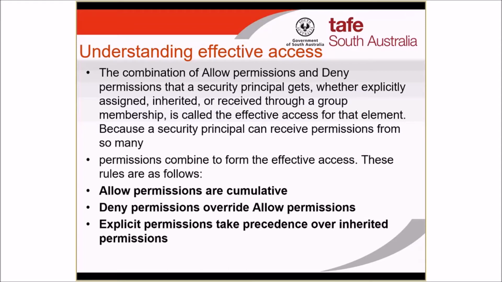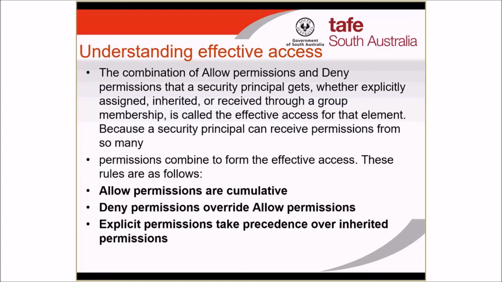It means that when my friend here is a student, he gets read permissions to the L drive. He's a tutor, he gets write permissions to the L drive. What does he get? They just combine and give him read and write. So he gets both read and write. But when you combine deny permissions and allow permissions, the deny permission overrides any allow permissions. And also, explicit permissions take precedence over inherited permissions.